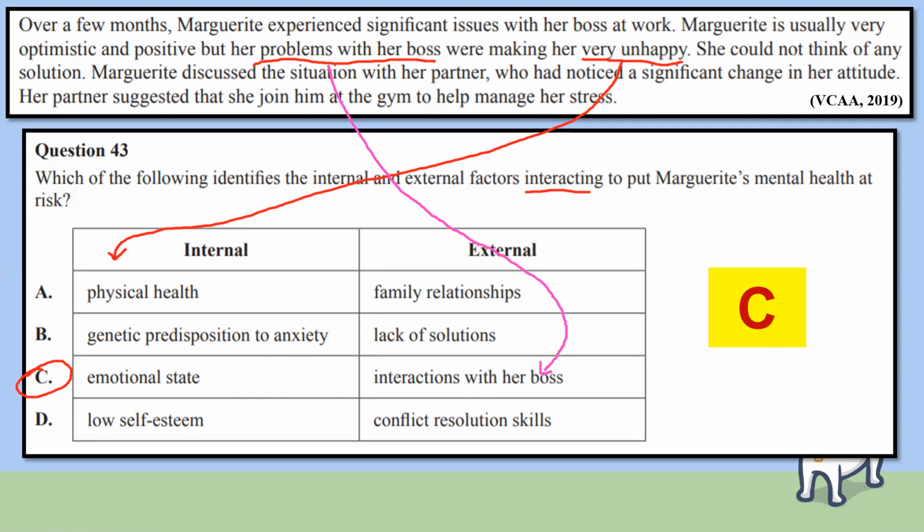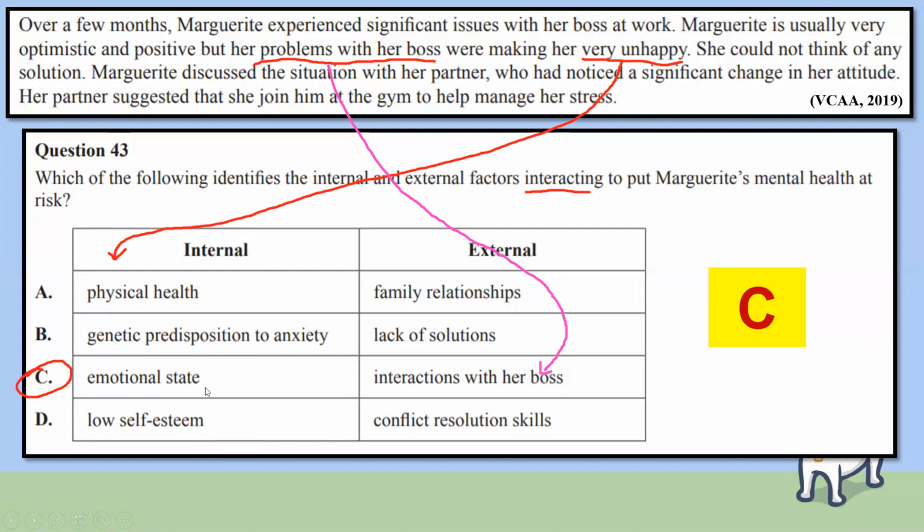Now, some students did pick option D. Option D might make sense. You might say, maybe Marguerite's having problems because she can't resolve her conflict with her boss. But then there's nothing in the scenario that says that Marguerite has low self-esteem. It says that she's an optimistic person. It says that she's positive. It says that she could not think of any solution, so she tried her best to think of a solution. It's not like she just said, I'm just a dumb person, I'm not going to bother thinking of something because I have such low self-esteem. So there's nothing in the scenario that explicitly indicates that Marguerite has low self-esteem.